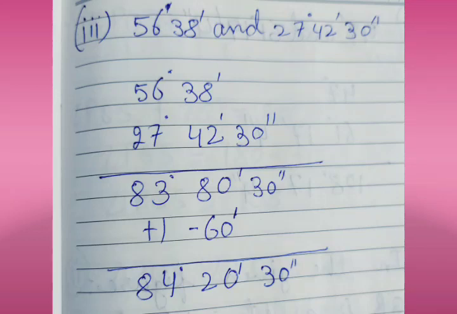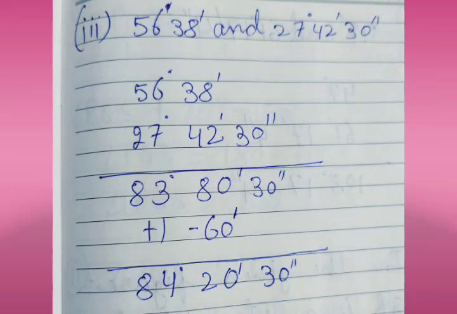Next, you have to add 56 degree, 38 minutes and 27 degree, 42 minutes and 30 seconds. So you will write like this as I have done on this screen. You can see. Then after adding, you will get what? 83 degree, 80 minutes, 30 seconds. So 30 seconds will be as it is.